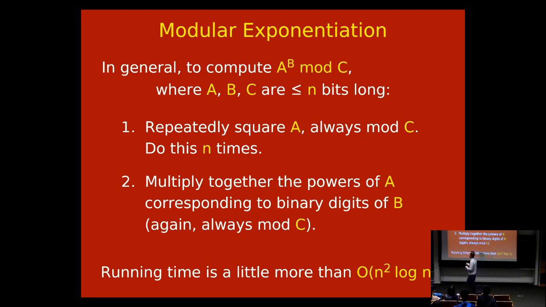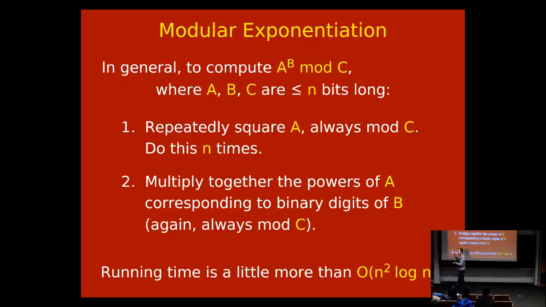OK, so in general, to do this computation of a to the b mod c, where these are n-bit numbers, the first thing you do is repeatedly square a, n times, but you always take it mod c. This prevents the numbers from getting really long. Since you're always going mod c, you're always working with just n-bit numbers. And we can do multiplication or squaring also in poly n time. So this whole thing is poly n.